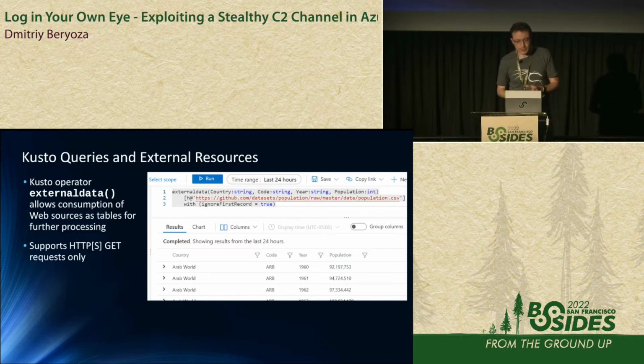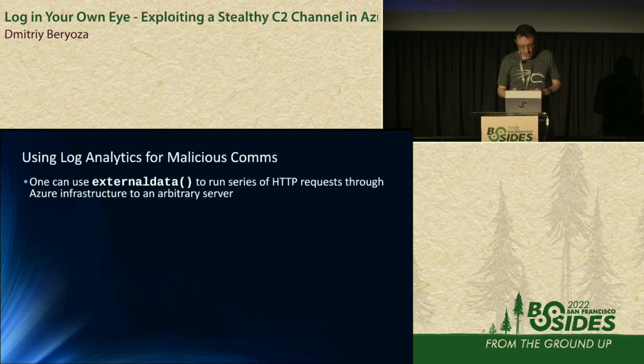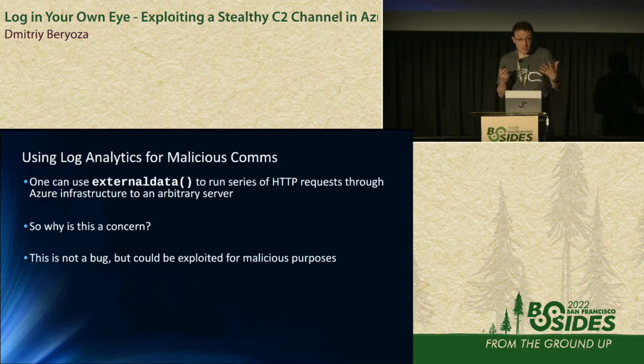This operator supports HTTP GET requests only, and it can ingest data from many different data sources. We primarily use it with CSVs, but it could be text, it could be an HTML page. Data sources could be compressed, so it's really powerful. So as you noticed, you just need to provide the URL for it to work. And this was a concern to me. So why is that? This is not a bug, but I think it could be exploited for malicious purposes. And I'll explain as we go along.